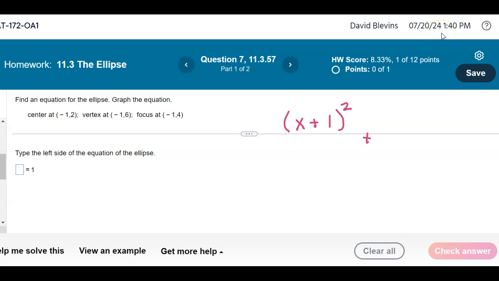And then we're going to have plus (y minus 2) squared. We're subtracting the y coordinate of the center from y. Right, that's going to equal 1, but we're going to come up with these denominators.